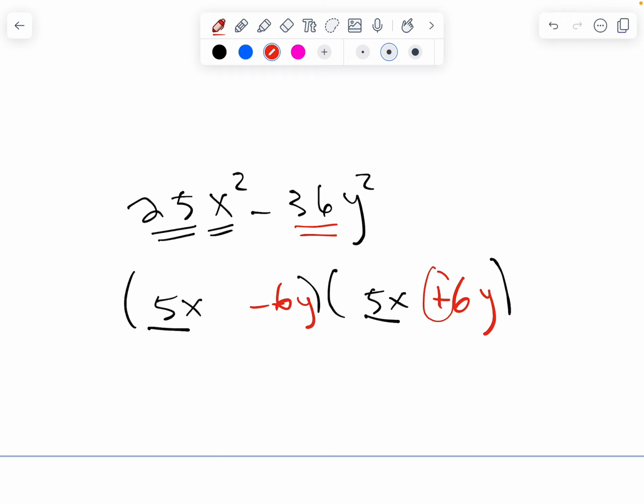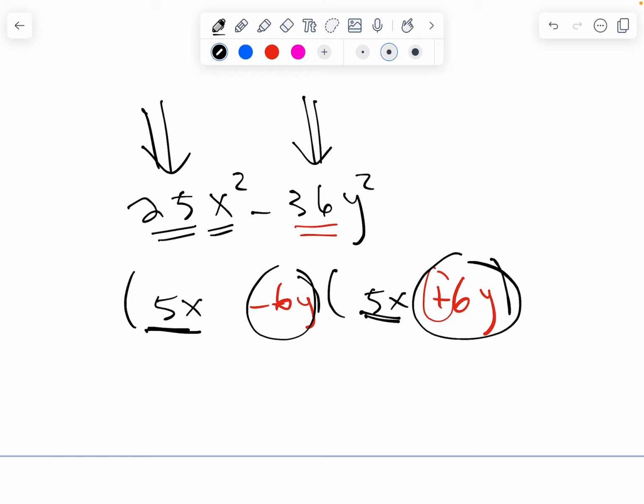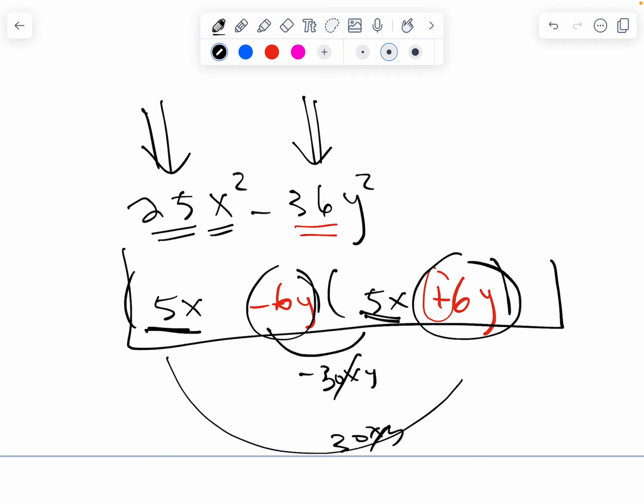Okay, so if we multiply this out now, we've got 5x and 5x gives you 25x squared. We have negative 6y and positive 6y. Negative times a positive gives you negative 36y squared. And the inner loopy is going to be negative 30xy, the outer loopy is going to be positive 30xy, but the inner loopy and outer loopy cancel out. And so your answer is just this: 5x minus 6y in one set, 5x plus 6y in another set.